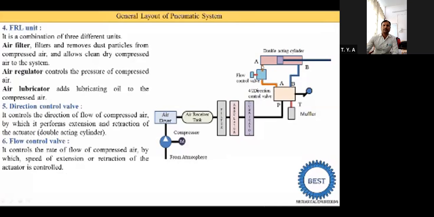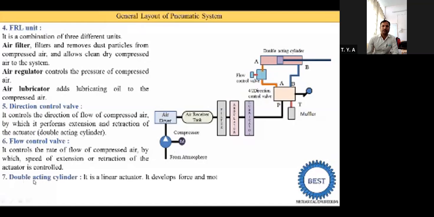If we supply more flow rate, suppose we supply 2 meter cube per second and then increase to 3 meter cube per second, at that time the piston creates more force. When we reduce the flow rate from 2 to 1, the piston produces less force. So force is directly proportional to the quantity of compressed air supplied. If we supply more air, then it produces more force.